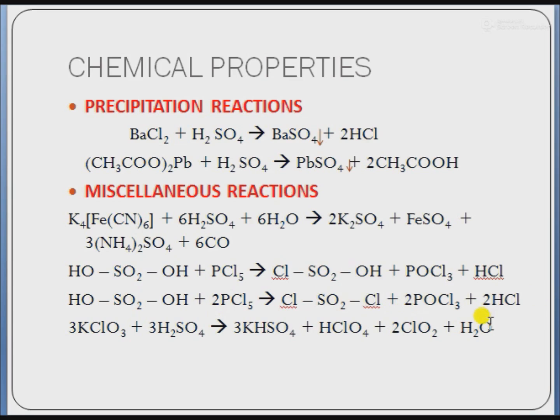When KClO3, potassium chlorate, is reacted with hot concentrated sulfuric acid, it gives chlorine dioxide with explosion. That is KClO3 plus sulfuric acid gives KHSO4 plus HClO4 plus 2ClO2 plus water, and due to the evolution of this gas, this reaction becomes exothermic.